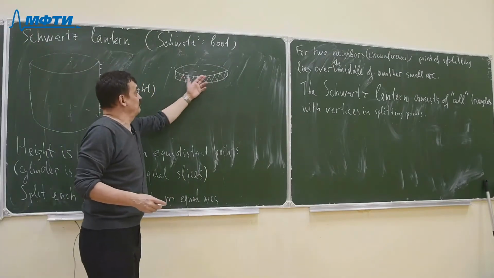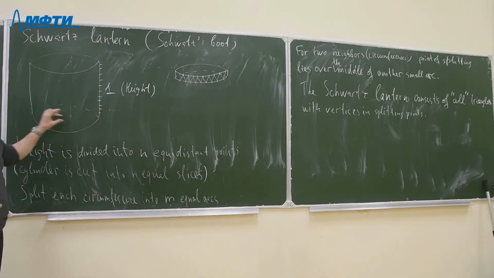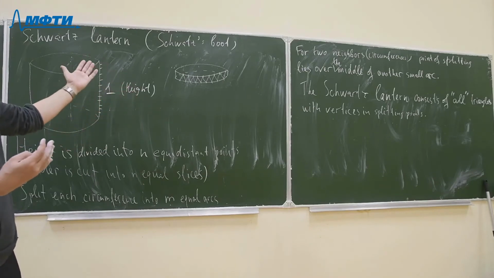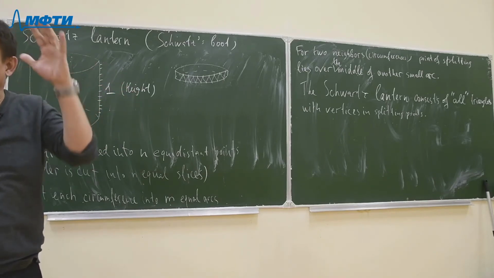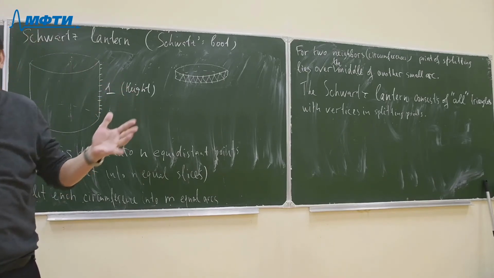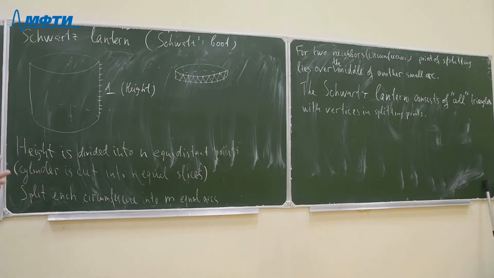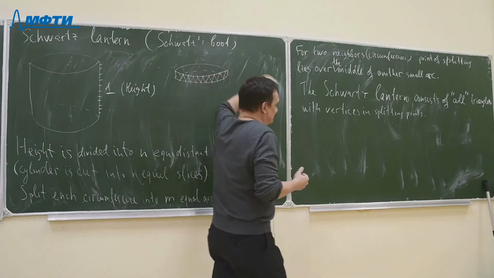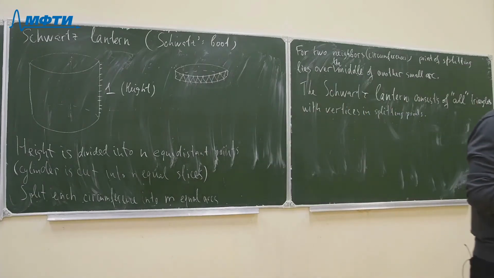And now imagine you have many such slices, and then, okay, it is either a lantern, like a paper lantern, right? Or boot. But for boot it's a little bit strange. So both names are used. I would say in Russian the latter is used more often, but in English it seems Schwarz lantern is more common, not Schwarz boot.